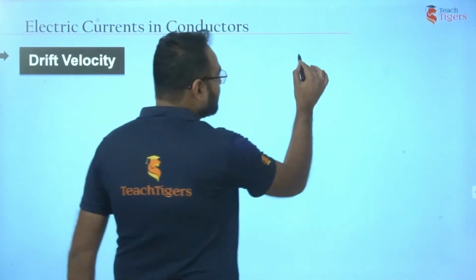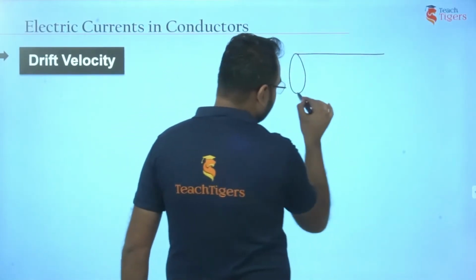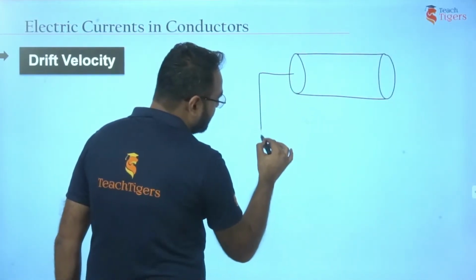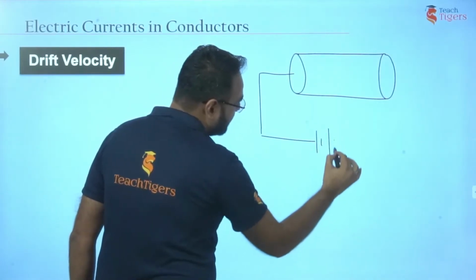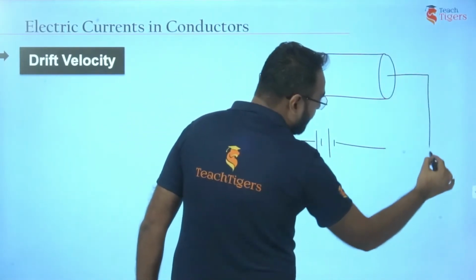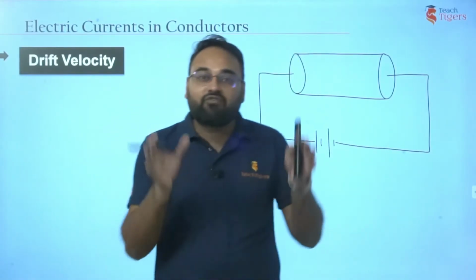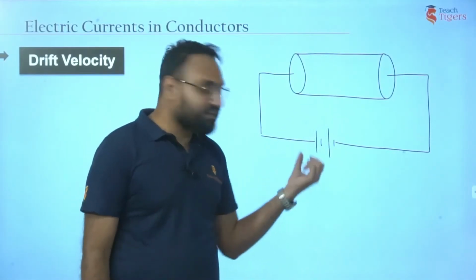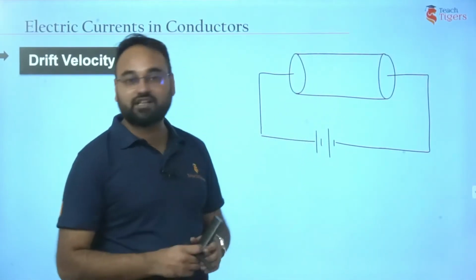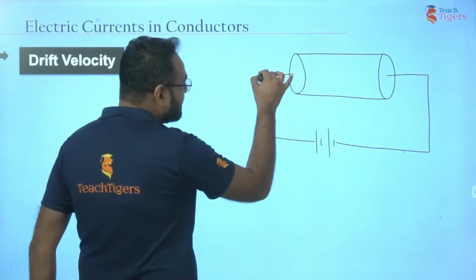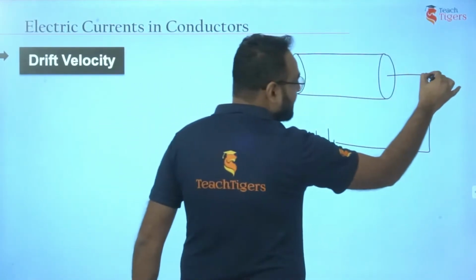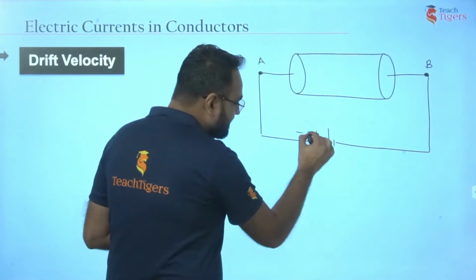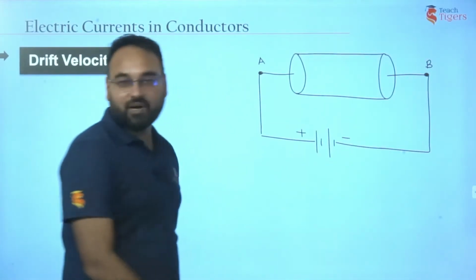Let's see. Say this is my conductor, and I connect this conductor to a battery. Here's the battery. The role of a battery is to apply a fixed potential across a conductor. Say this is terminal A and this is terminal B. This is the positive terminal of the battery and this is the negative terminal.